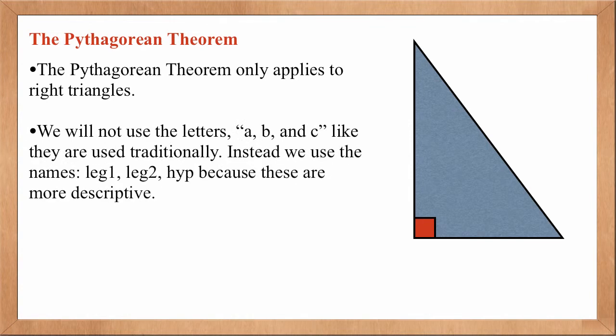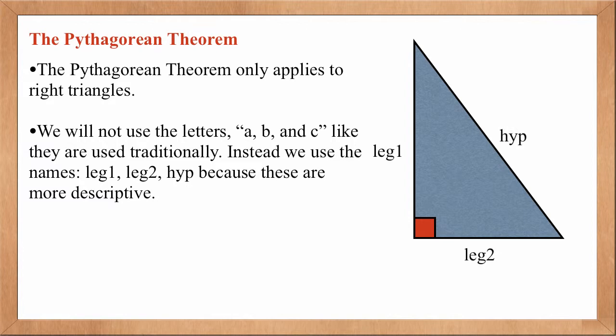Another thing you need to know is we are not going to use the a, b, and c like they're used traditionally in middle school. Traditionally, you ask a middle school student, what is the Pythagorean Theorem? And they will invariably say, a squared plus b squared equals c squared. Well, that's great for getting a middle school student to work with the Pythagorean Theorem. Unfortunately, a, b, and c are not descriptive. They don't really mean anything. So in high school and beyond, it's better to say leg 1, leg 2, and hypotenuse, because those names are more descriptive, and that's exactly what we're going to do.